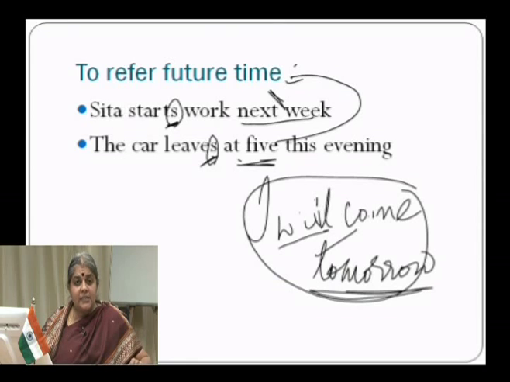Having understood this, today we shall, in the next class, understand how simple past tense is used.